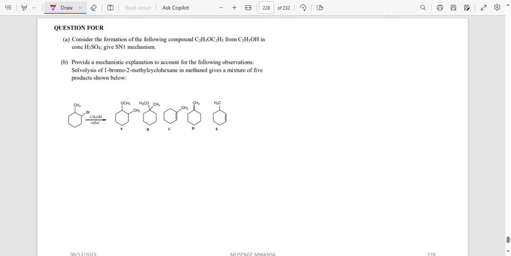Consider the formation of the following compound from C2H5OH in concentrated sulfuric acid. Give the SN1 mechanism. This is very direct. And look, what are we forming? We are forming C2H5 attached to an oxygen, so this is the same compound like C2H5.